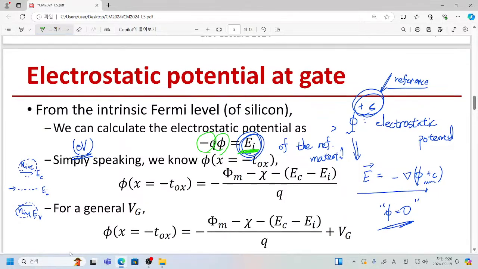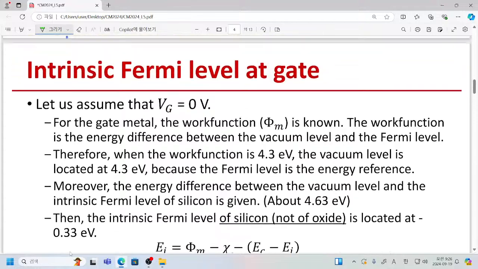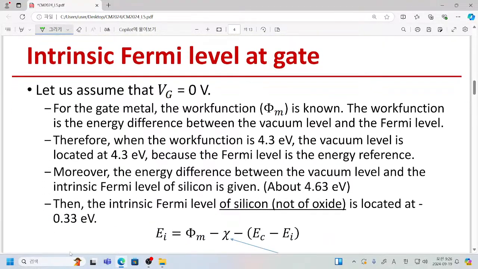Then the next question is, at the interface between gate metal and oxide, what will be the E sub I of our silicon material? So let's do it together. Okay, so now let's say that the gate voltage is 0. For gate metal, we can define work function. Work function is defined as the energy difference between the vacuum level and the Fermi level.